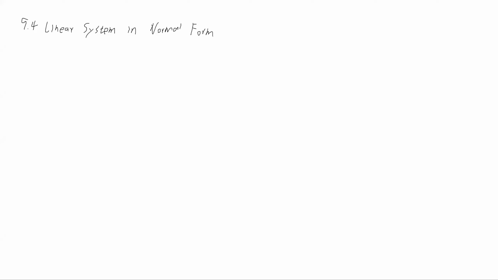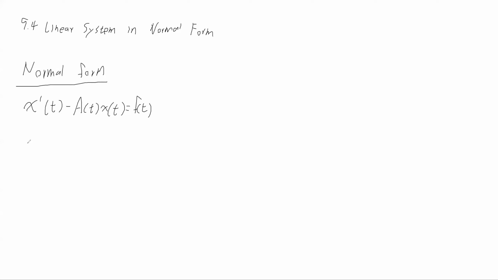All right, so this is 9.4, linear systems in normal form. So have your notes open next to you. And we're going to start by talking about what a normal form is. Okay, so a normal form is a differential equation in this form: x prime of t minus A of t x of t is equal to some function f of t.